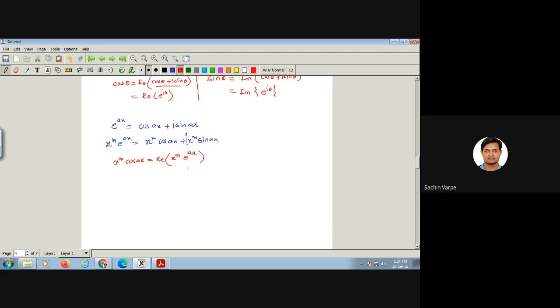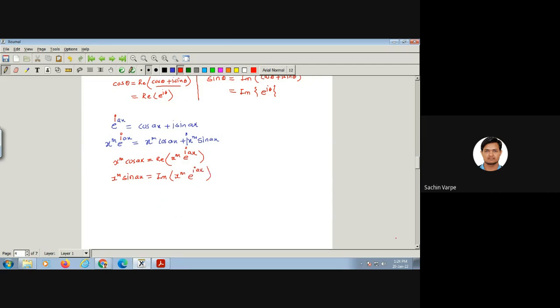एंड एक्चुअली कुछ मैंने गलत किया क्या? आई ना, यहाँ आई होना चाहिए, e raised to I theta. Am I right? हाँ, e to the power I ax and x raised to m sin ax is imaginary part of x raised to m e to the power I ax.